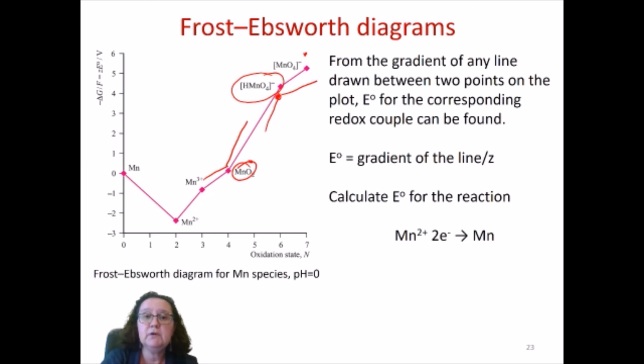So remember, if the species falls in a peak, then it is susceptible to disproportionation, and if it falls in a thermodynamic sink, then it will not be susceptible to disproportionation.